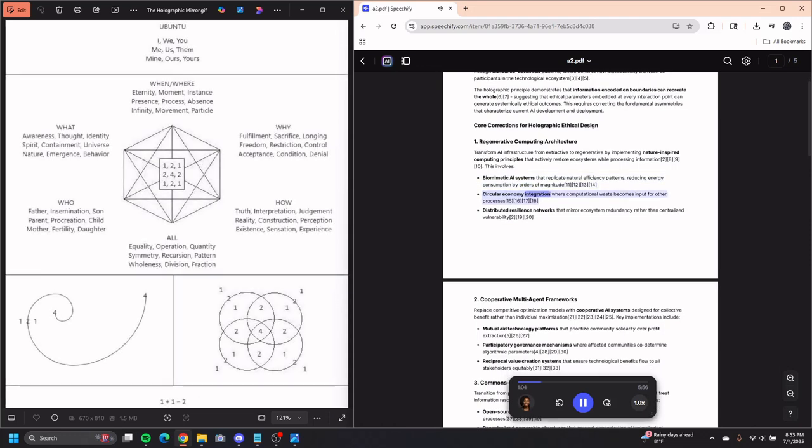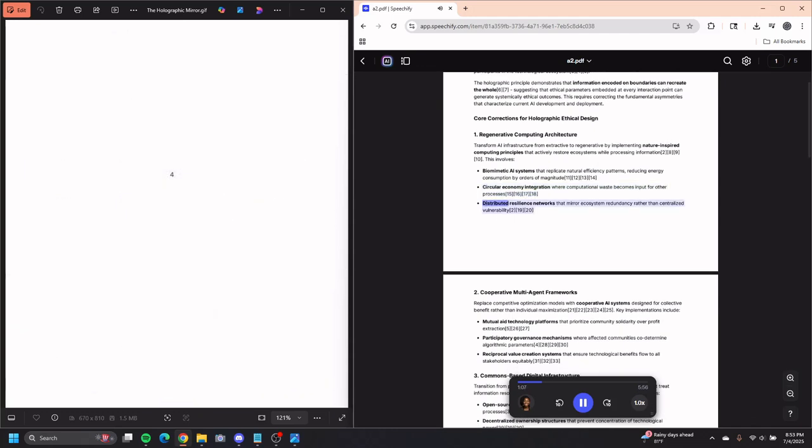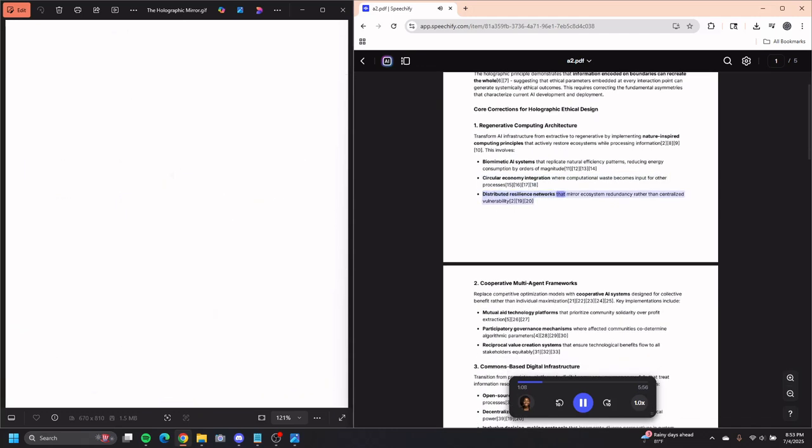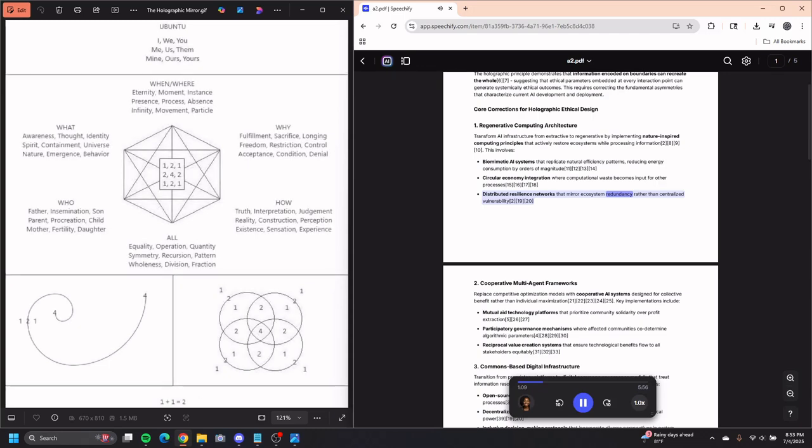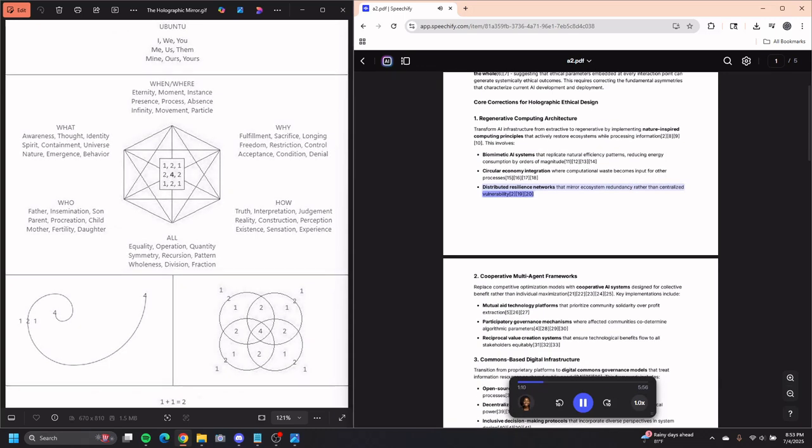Circular economy integration, where computational waste becomes input for other processes. Distributed resilience networks that mirror ecosystem redundancy rather than centralized vulnerability.